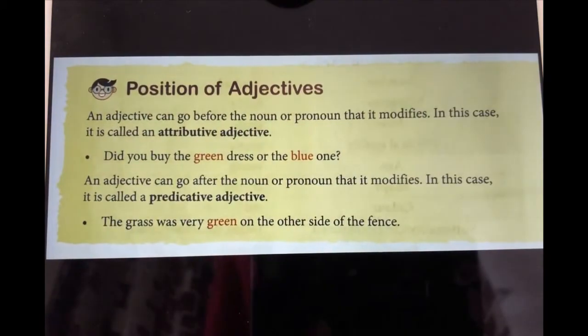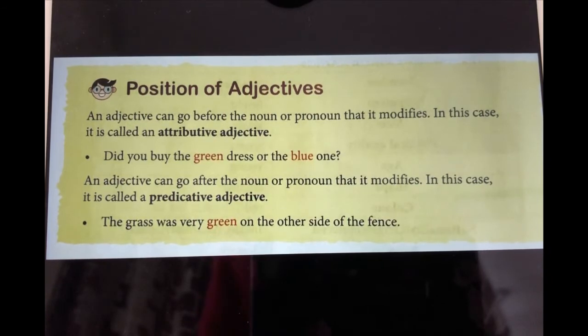Next, we have position of adjectives. What is position of adjectives? According to the position of adjectives, there are two types of adjectives. The first one is attributive adjective. The next one is predicative adjective. What is attributive adjective? When you are writing the adjective before the noun or pronoun that it modifies, you are writing an attributive adjective. Let's see the example. Did you buy the green dress or the blue one? Here you can see you're writing both adjectives before, one before the noun, another before the pronoun. If you're writing these types of sentences, you are writing an attributive adjective.